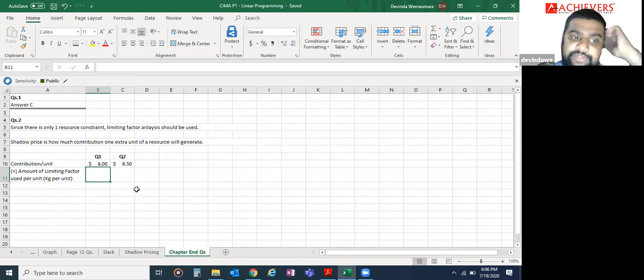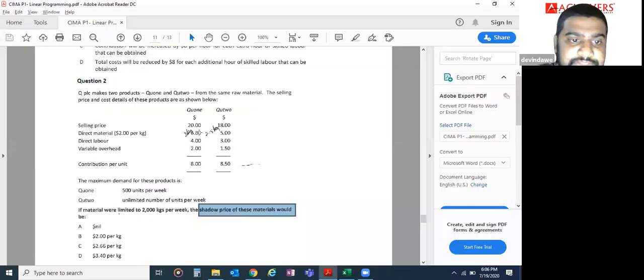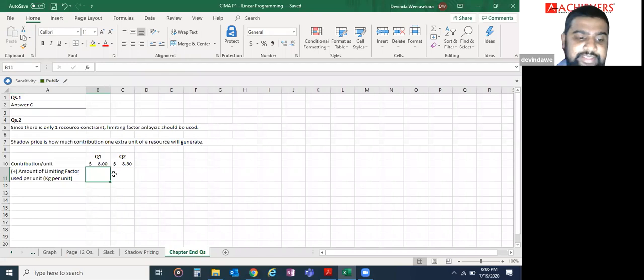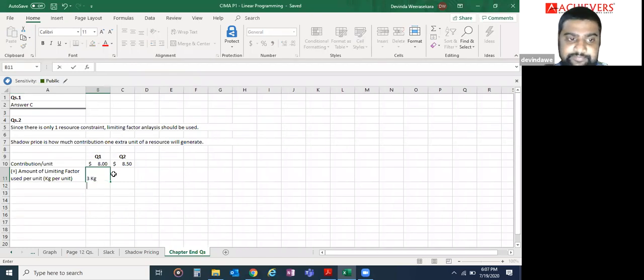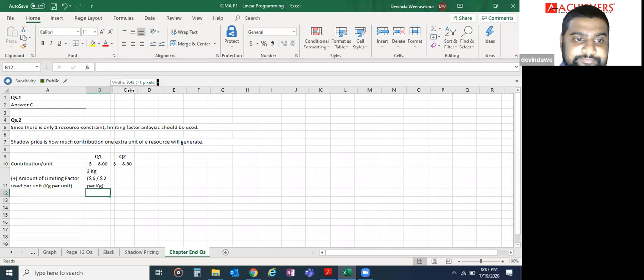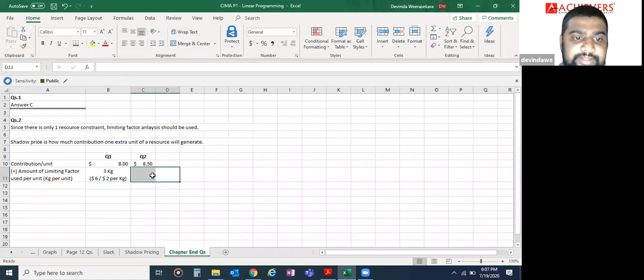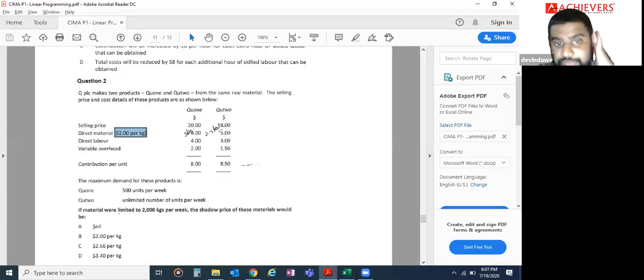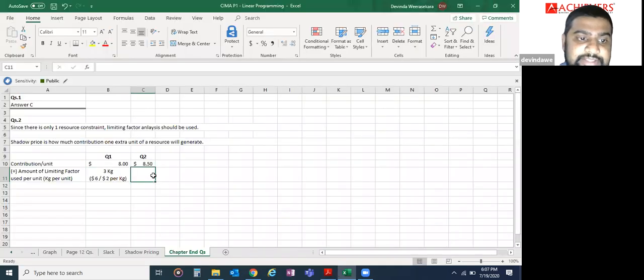To produce 1 unit of Q1, how many kilos of material should we use? The material cost of Q1 is $6 and each kilo will cost you $2, so that means we have used 3 kilos: $6 divided by $2 per kilo. Then Q2, to make 1 unit of Q2, I need to spend $5, and each kilo is $2. So how many kilos have we used? 2.5 kilos. How do we find that? $5 divided by $2 per kilo.